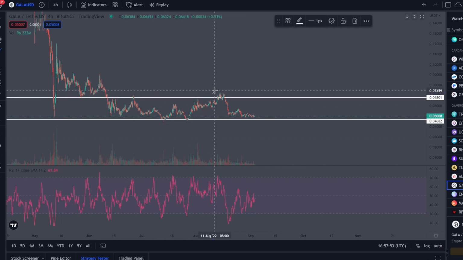But now we came out, we quickly went right back in, and we lost the support that was made right here. This is an example of a very weak coin that I wouldn't suggest getting into.